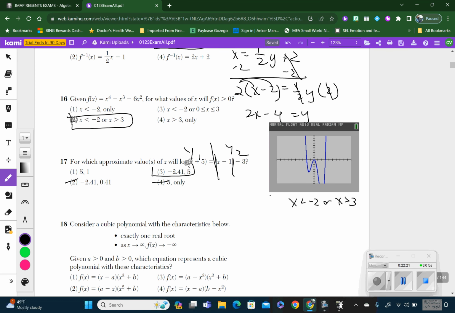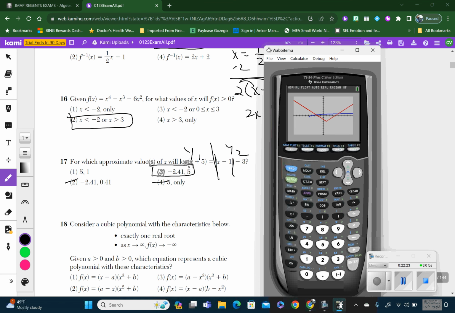You could do second trace. Let me just go ahead and show you. Second trace, option number 5 is intersection. So I already know the one on the right is 5. If I go to the number on the left, hit enter, enter, enter, and I should get that negative 2.41, and I do. Okay. All right.